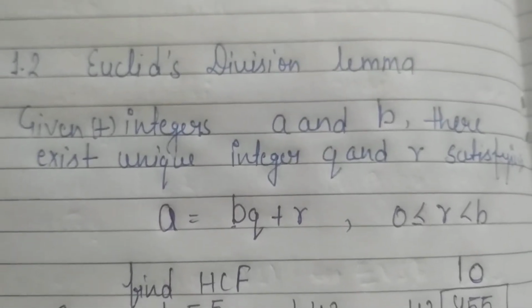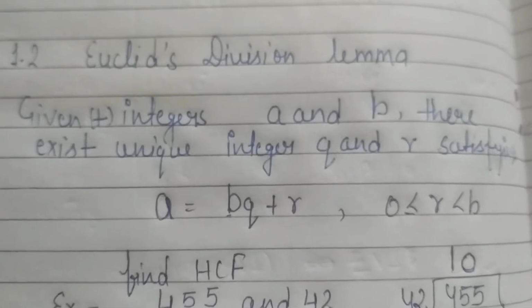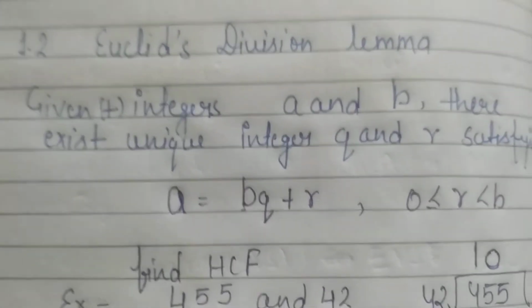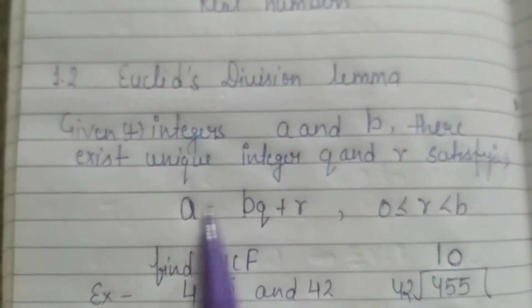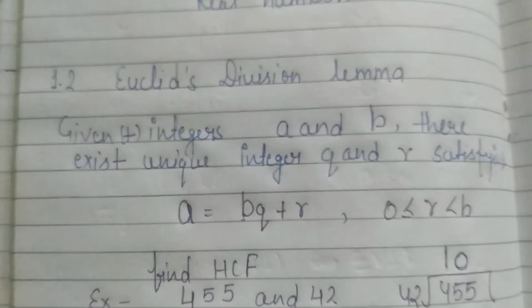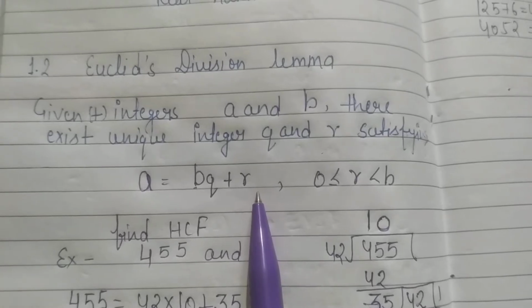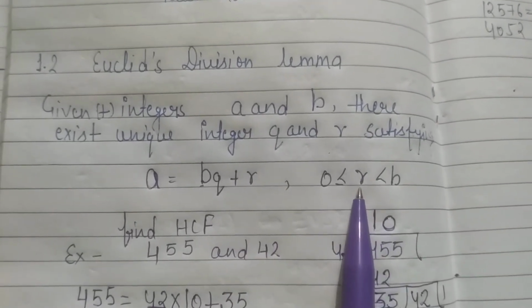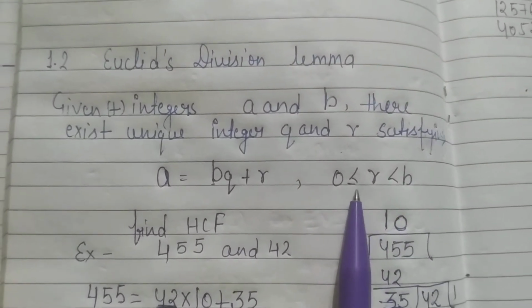Euclid's division lemma is all about, as you have done earlier also, dividend is equal to divisor into quotient plus remainder. The same is here. Given positive integers a and b, there exist unique integers q and r satisfying a = bq + r, where r is the remainder, and the value of r is between 0 and b. r can be 0 also.